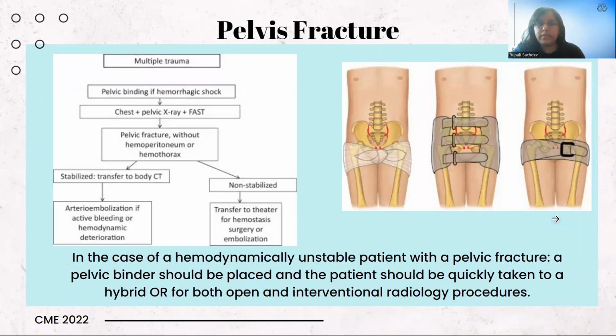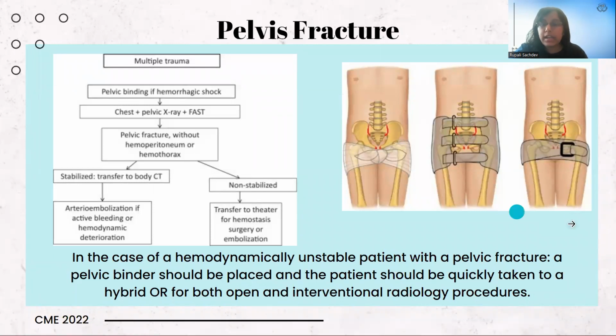Then pelvic fracture without hemoperitoneum. Basically, there's no fluid in your peritoneum or hemothorax, no fluid in your thoracic cavity. You stabilize and you do a body CT. Now, there are not a lot of fractures that require a CT, so this is very important. In case of pelvic fracture, you do a CT to visualize the fractures clearly. FAST is focused assessment with sonography and trauma.